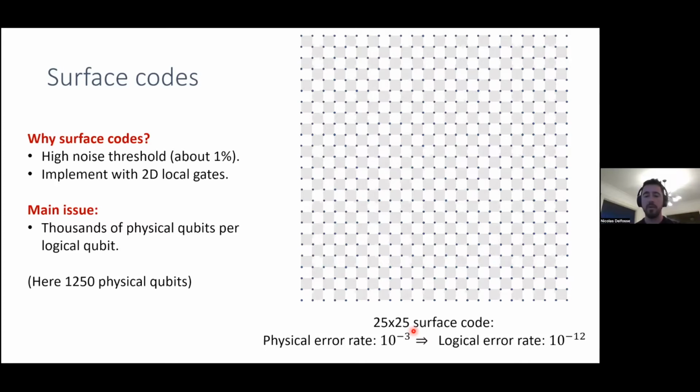And now I will assume that all of them have a noise rate 10 to the minus 3. If all of them have a noise rate 10 to the minus 3, and I encode my physical qubits to build a logical qubit with a 25 by 25 lattice, I get a logical qubit with noise rate 10 to the minus 12.